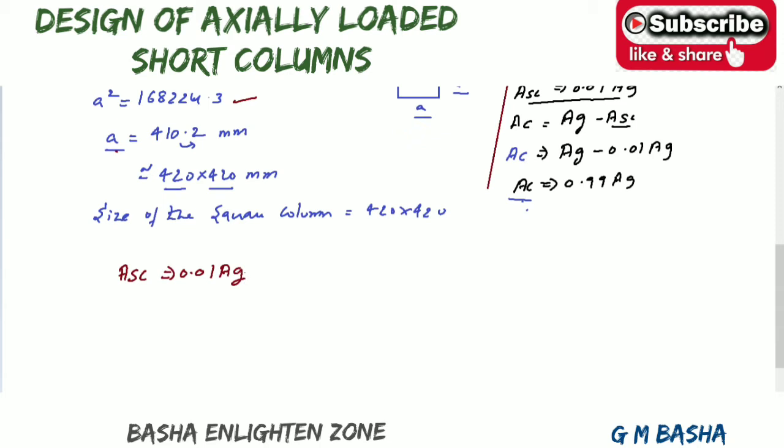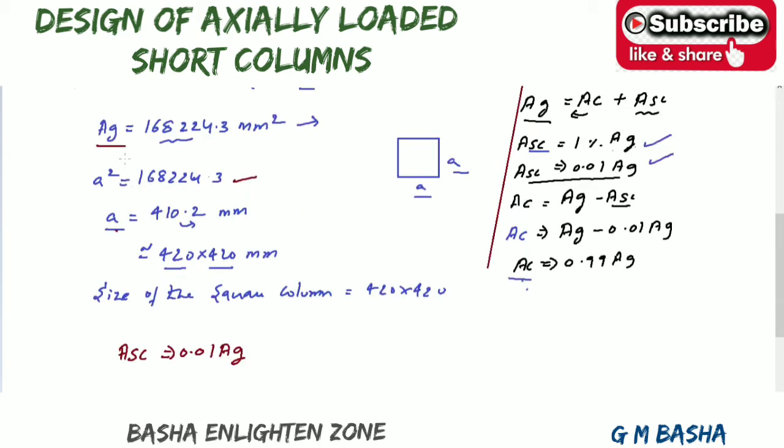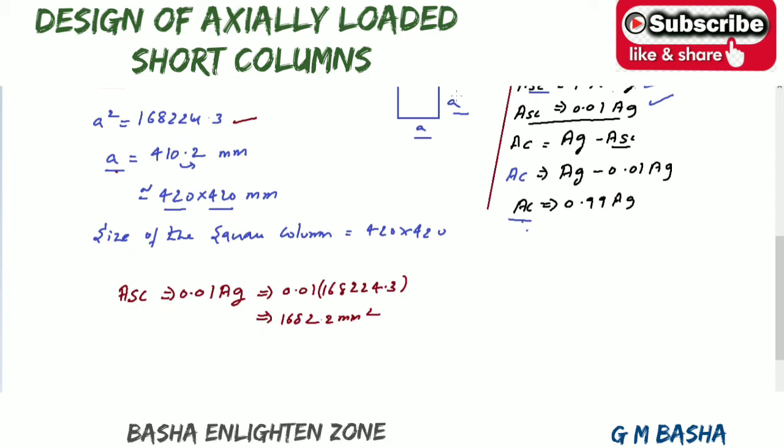So gross cross sectional area, how much you will get, cross sectional area will be 168224.3. This is your area of the steel which is obtained based on that formula. So how much it will be? It will be around 1682.2 mm square. Then, so this is the area of the steel.